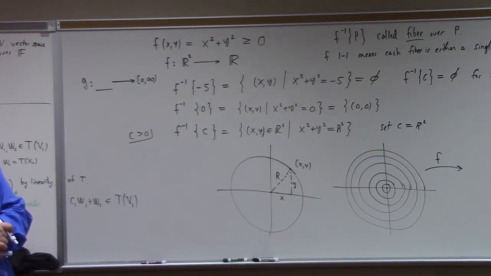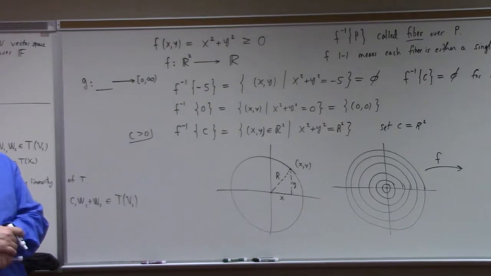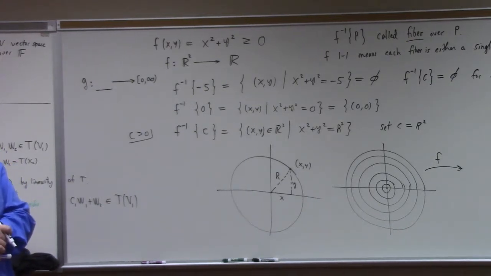One-to-one means each fiber is either a singleton or the empty set, right? So we got rid of the empty set by making the codomain 0 to infinity. Any ideas? We need to make the domain smaller as well. How should we make it smaller?